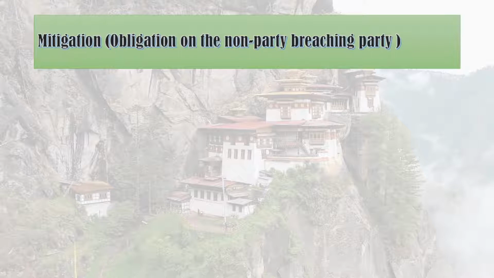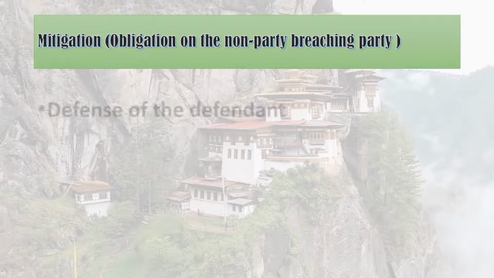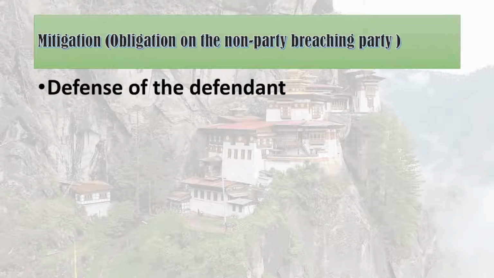The first we have is the mitigation or obligation on the non-breaching party. So basically, this is an obligation on the non-breaching party. This is a defense for the defendant, who has breached the contract. You could use this as a means of trying to mitigate the consequences in terms of damages. Mitigation of damages is also known as avoidable consequences. In this case, the plaintiff must take reasonable steps to avoid further damages.